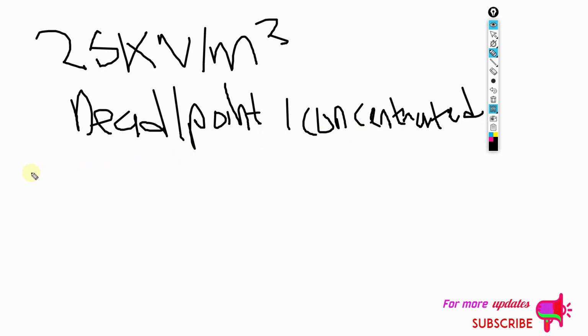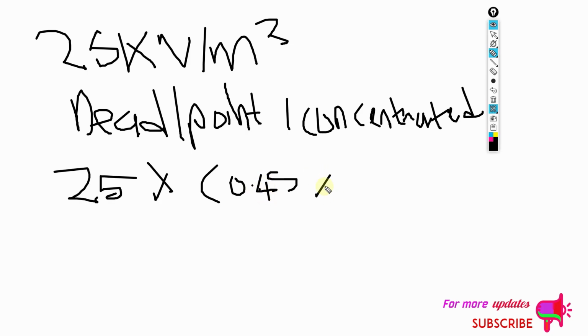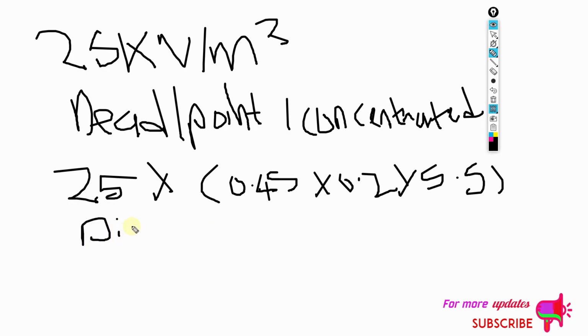of that beam will be equal to the unit weight of concrete, 25, multiplied by its volume. That will be the concentrated load. That will be equal to 25 multiplied by 0.45, multiplied by 0.2, multiplied by 5.5. But if we want to find the distributed load, that is the uniformly distributed load.